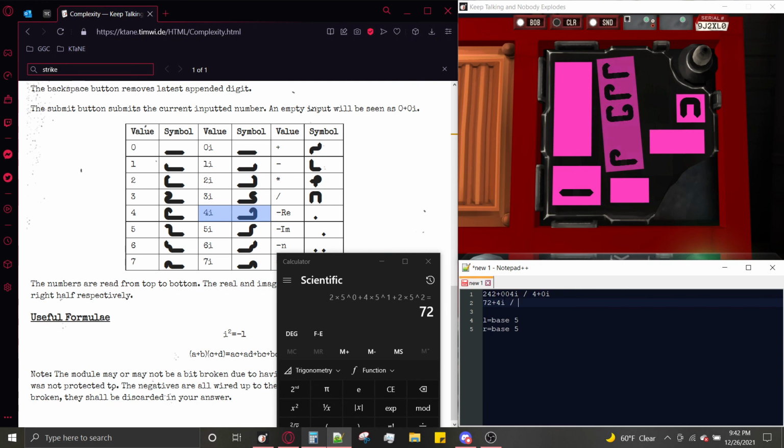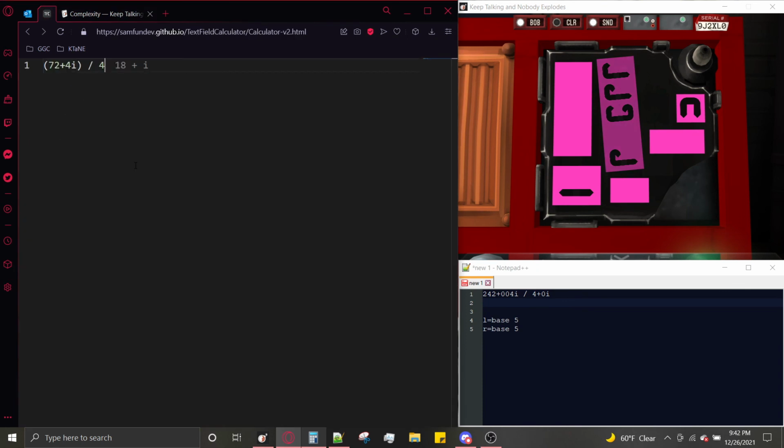We are dividing this by 4, because there is no I component. Whenever you get a division problem on complexity, the division should be relatively easy to do. So we're just dividing this by 4, which you can do in the calculator. This is perfectly fine. We're going to get 18 plus 1i.